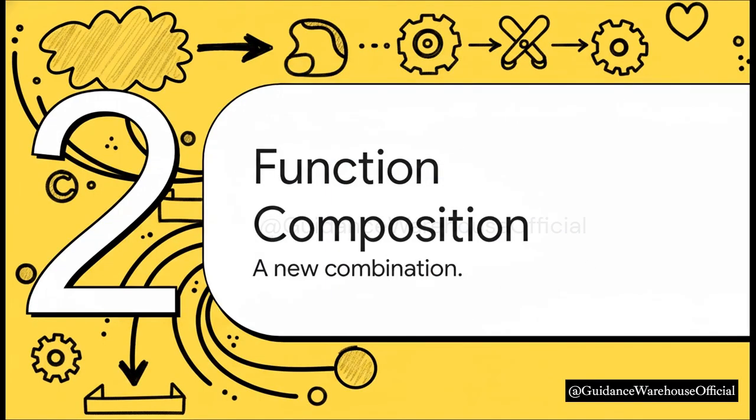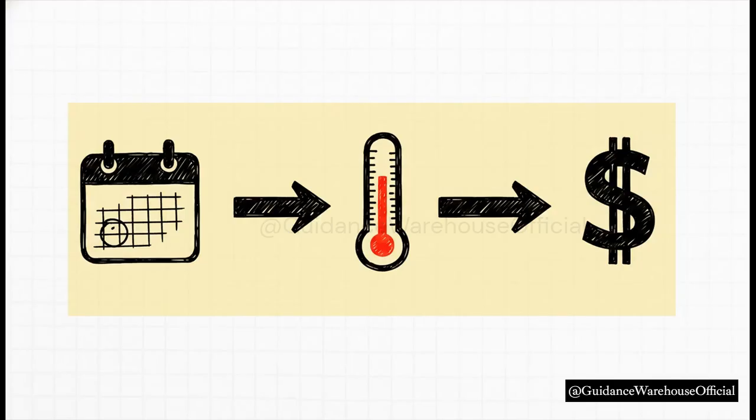Okay, so adding and subtracting is one thing, but what if you need to do something in a sequence? What if the output of one function needs to become the input for the next one? Well, that's exactly where function composition comes into play. Here's a real-world example. The day of the year affects the average temperature, and the temperature, in turn, affects your heating cost. You see that chain? Day leads to temperature, which leads to cost.